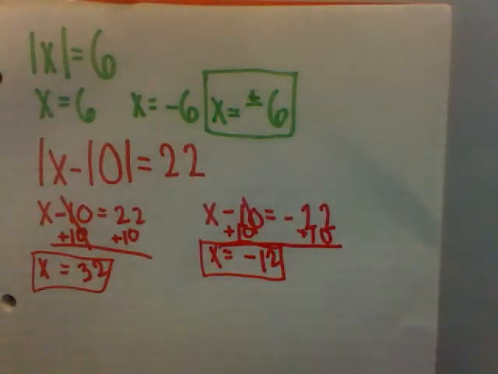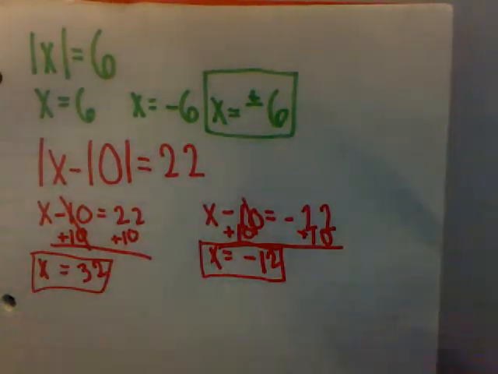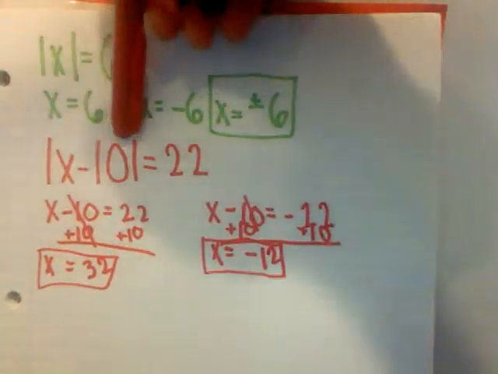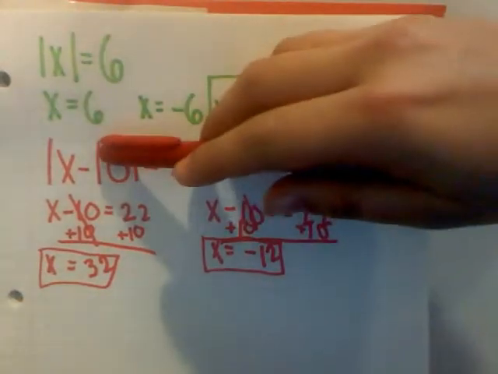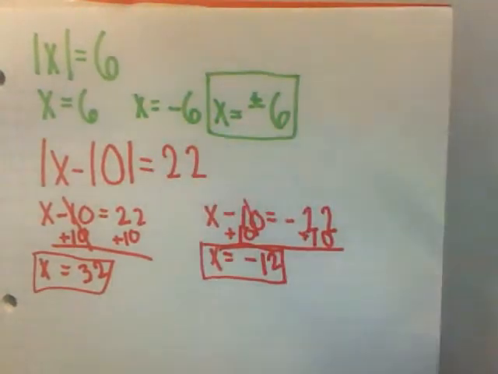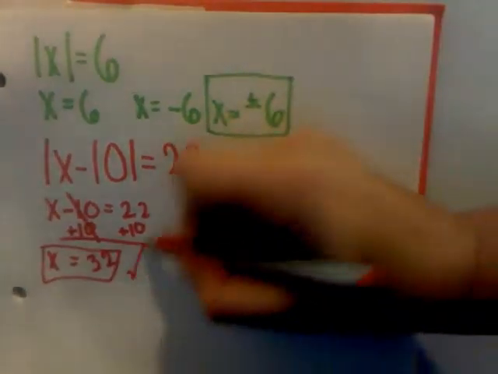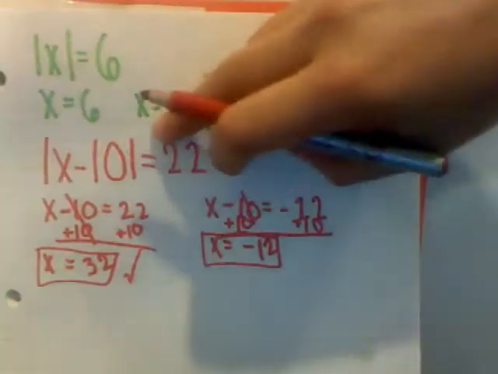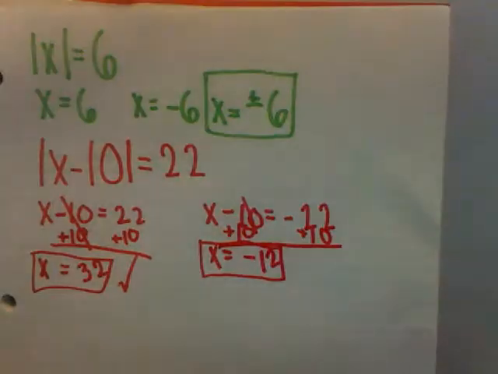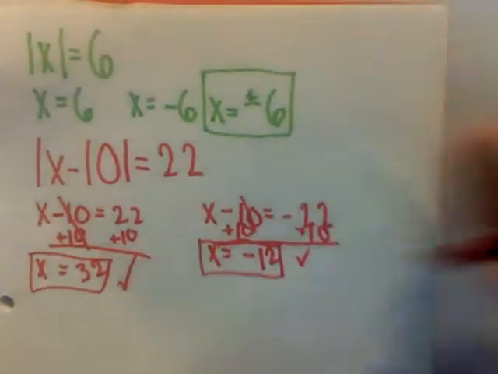Now you guys should really check these. I'm not going to check these right now because I don't want this video to take forever, but all you got to do is plug it into this equation right here. So you'd have 32 minus 10 and take the absolute value of that. That is 22. So 22 does equal 22. So that solution works. And negative 12 minus 10. Yep, that's negative 22. You take the absolute value of it, and you get 22 equals 22. So that solution works as well.